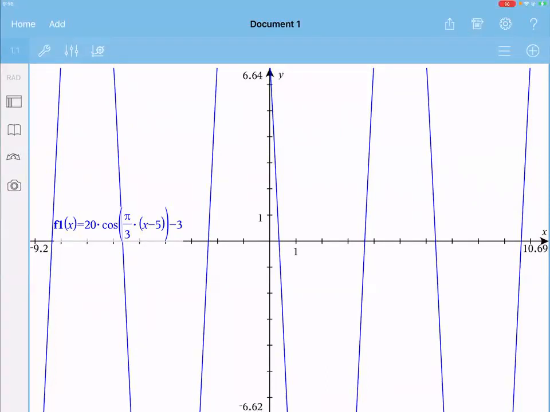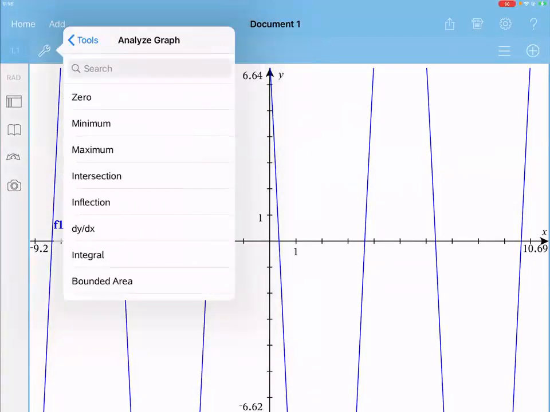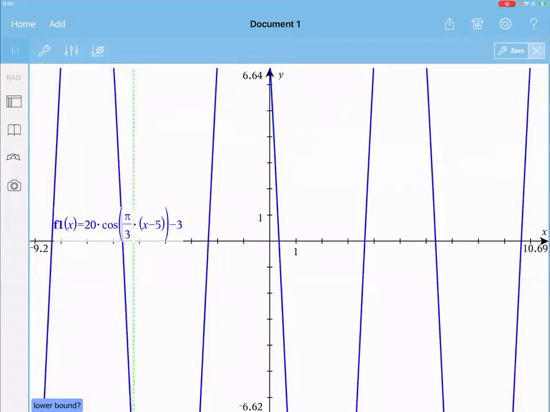Okay. And that's the point right here in between 0 and 1. So I would use the analyze graph. I would use the zero, and I'm going to highlight this part right here. And that's how I got my number, 0.356. Okay, when y is equal to 0, my t is 0.356.